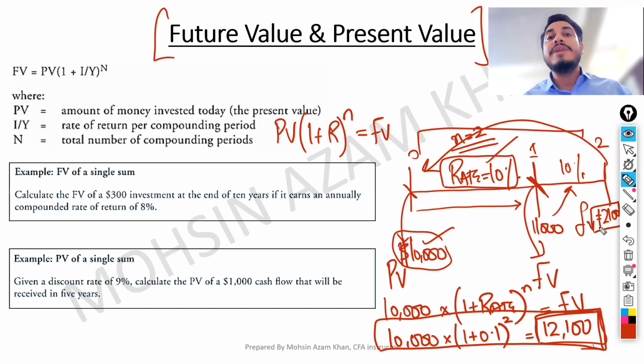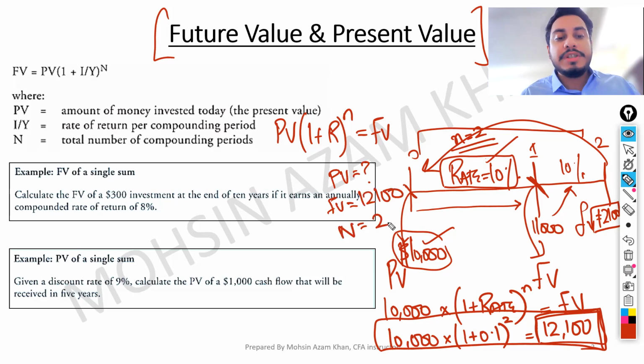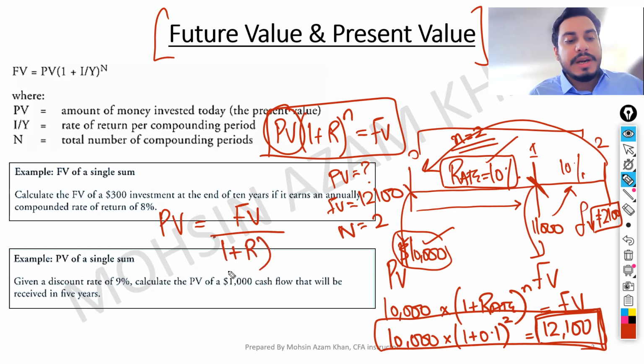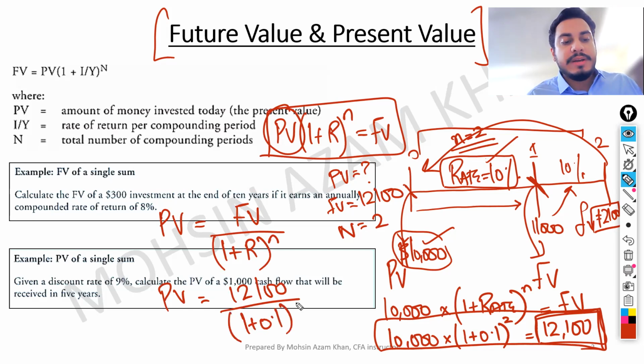Now in this question, I am asking how much would be the present value. I've been told the future value, which is 12,100. I've been told n, which is 2 years. What I want is the present value. So I can use the same formula, just make present value the subject. Present value is equal to future value divided by 1 plus rate to the power of n. So present value equals 12,100 divided by 1 plus 0.1, the rate, to the power of 2. Let's check: 12,100 divided by 1.1 squared, and you will get exactly 10,000. Your present value would be 10,000.